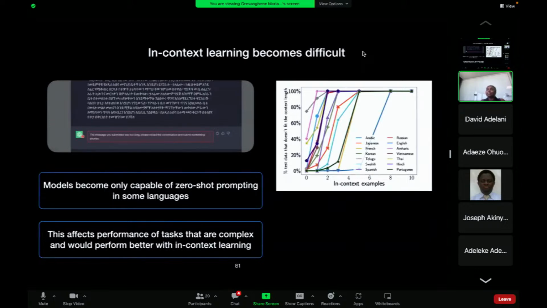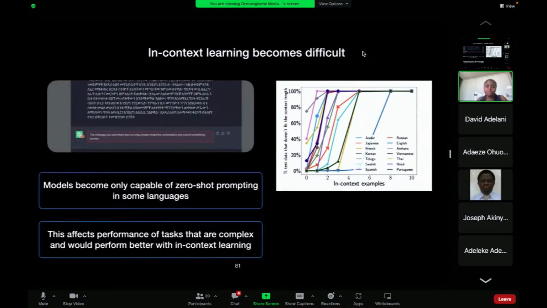With two in-context examples, you have the demonstration examples. One says, please summarize this article, then you have the article, then you have the summary, and you have two like that. Then you put the third one and ask the same question, summarize this article. And then it says, the message you submitted was too long, please reload the conversation and submit something shorter.